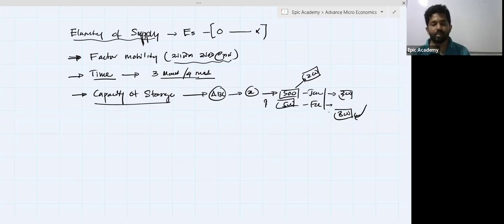Some production cannot be stored. As an example, just consider dairy production commodities, yogurts. We cannot store it. Within 2 weeks, you have to do it.